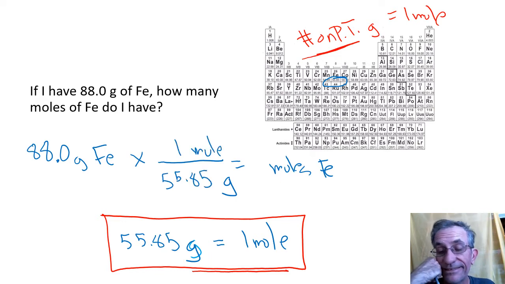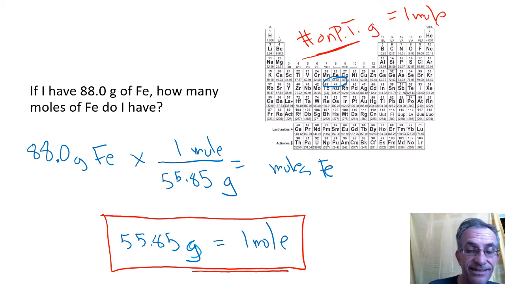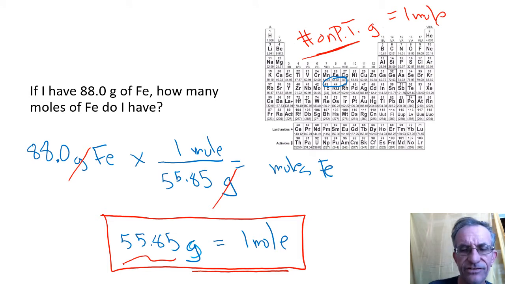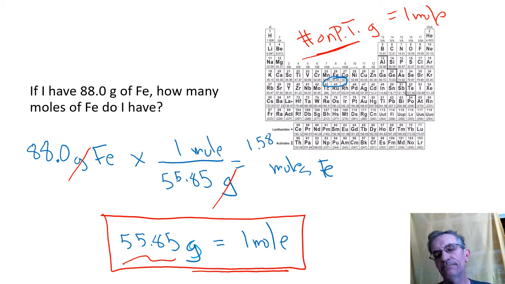So the units are telling me, hey, I've got to divide. Because if grams are here, we're going to put grams here to cancel. That makes the 55 go on the bottom. So you have to divide. If you work it out, you should get an answer of 1.58. All right, let's try another one.